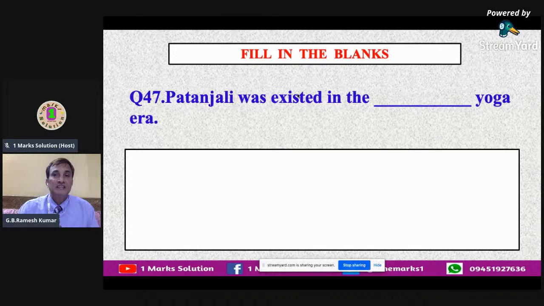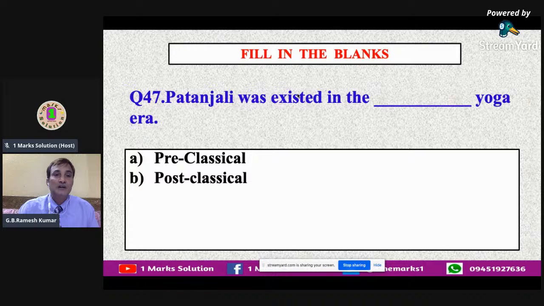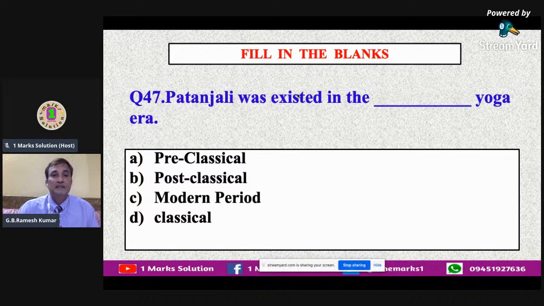Patanjali existed in the classical yoga era. Pre-classical yoga, post-classical yoga, modern period, and classical period. Now, you can see here pre-classical, post-classical, modern period, and classical period. When you are talking about the history of yoga, you need to explain all these four parts. That may be a 3-mark or 5-mark question.